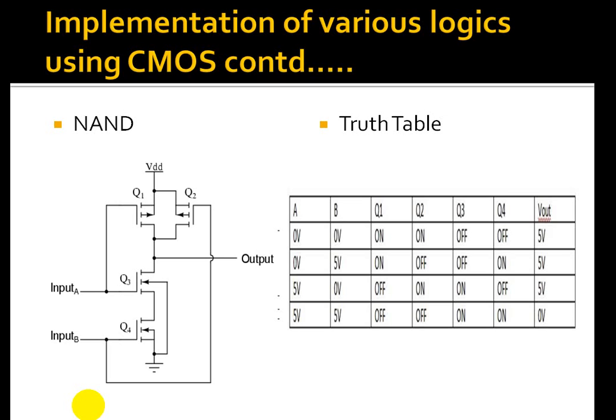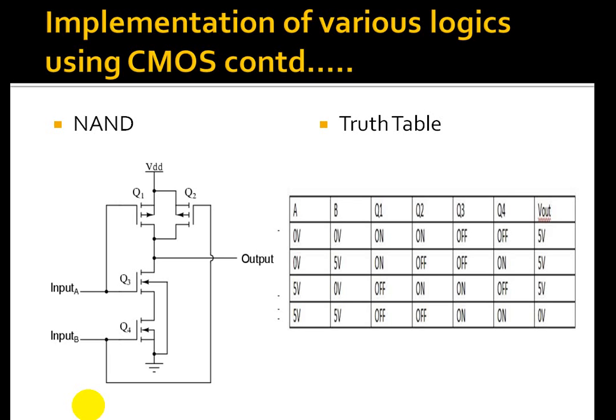Again, when A is 5 volt and B is 0 volt, we get a VGS1 of 0 volt and VGS2 of -5 volt, VGS3 of 5 volt and VGS4 of 0 volt. So Q1 is off, Q3 is on, Q2 is on and Q4 is off. Thus we get an output of 5 volt. Similarly, when we apply both high inputs, that is A and B are both set as plus 5 volt, we get that Q1 is off, Q3 is on, Q2 is off and Q4 is on. Thus we get an output of 0 volt.